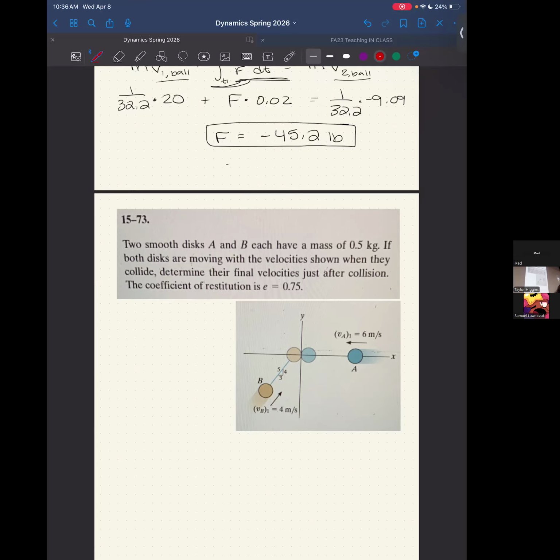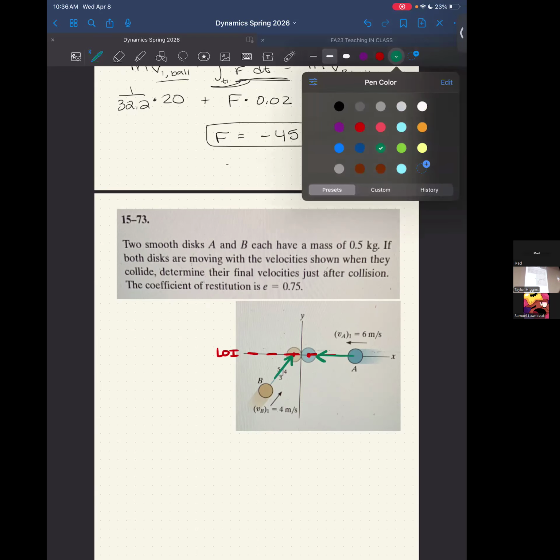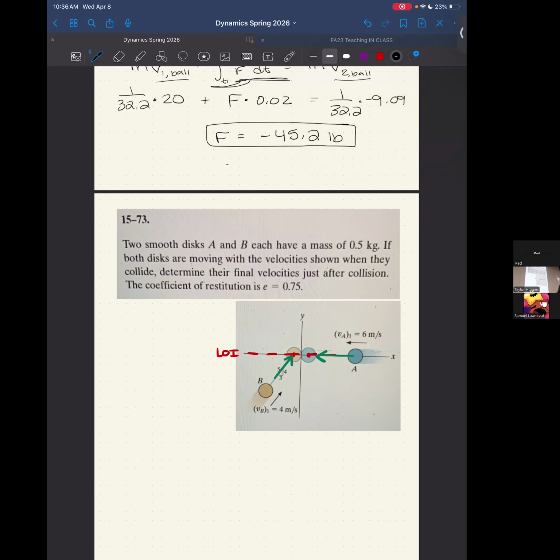Okay, so it actually shows us two different points in time. It shows us well before the collision, and then in the grayed out picture, it shows right at collision. So I'm going to look specifically right at collision to draw the line of impact. So this is my LOI. But then my velocities are going like this and like this. So one of the velocities is not in line with the LOI. So we call this what impact? Oblique.